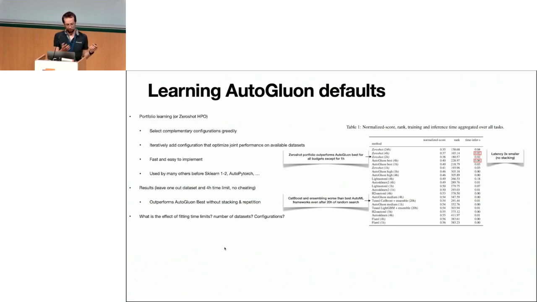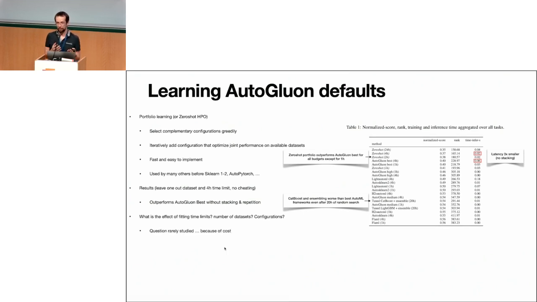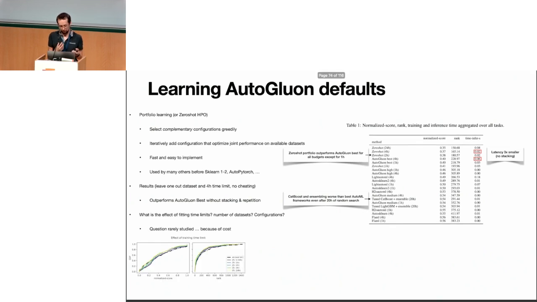But the big thing is that because we have these pre-computed results, we can also look at many things. We can see what would happen if we increase this time limit. So here we use 4 hours, but what if we put 24 hours? What if we have fewer datasets or more configurations? Those questions are rarely studied in transfer learning papers because it's so expensive to do those kinds of comparisons. But yeah, we can because it's basically for free.